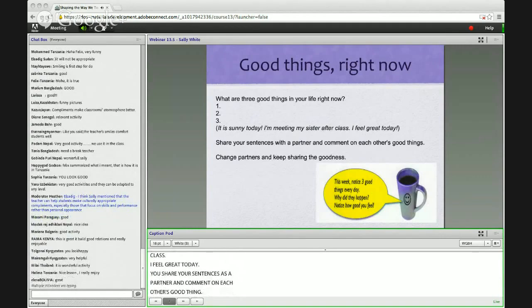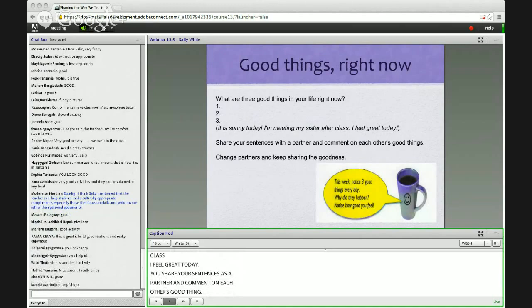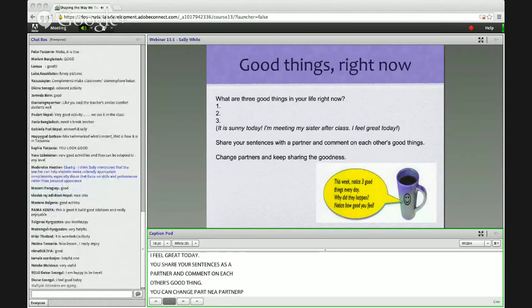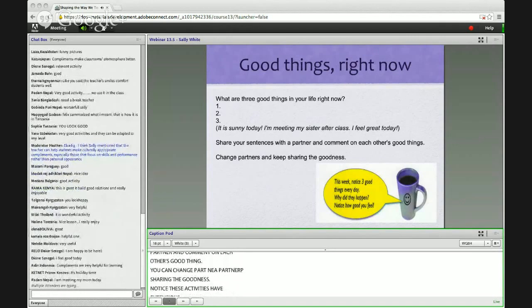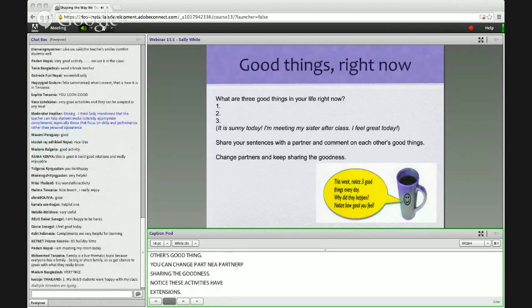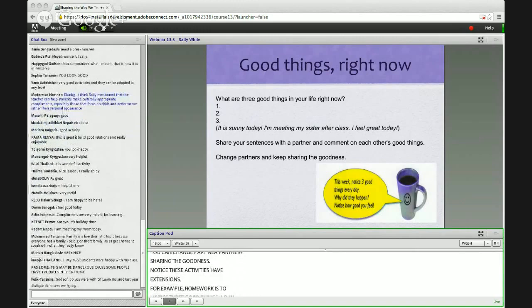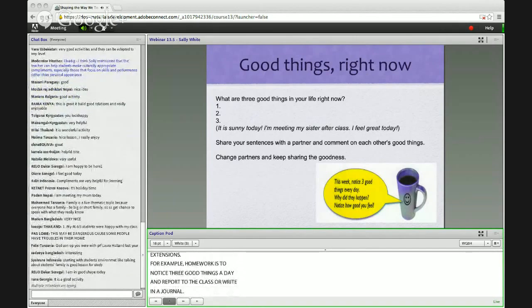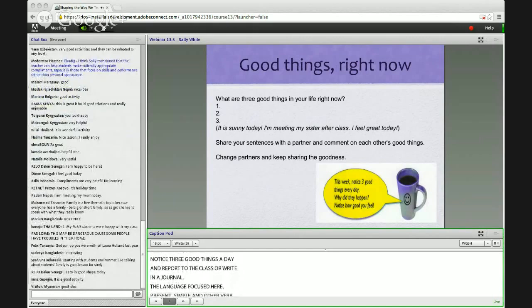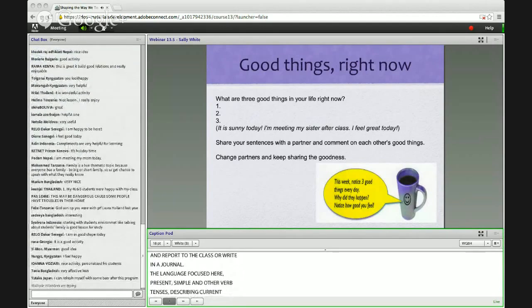And notice that these activities also have extensions. For example, homework could be to notice 3 good things every day and report to the class, or write in a journal. The language focus here, present simple and other verb tenses, describing current situations and plans. So let's all think of 1 good thing in our lives right now and write in the chat box.